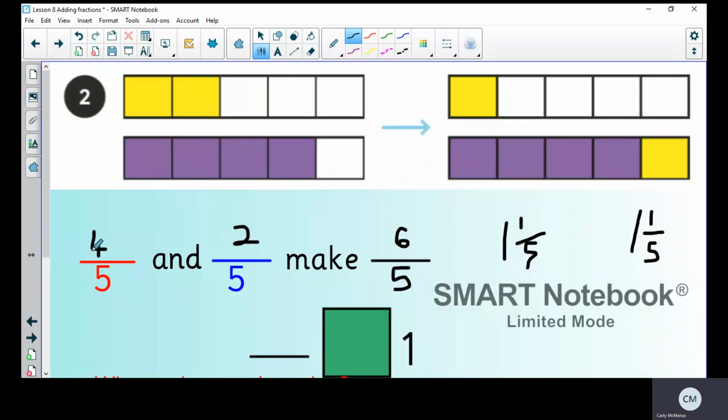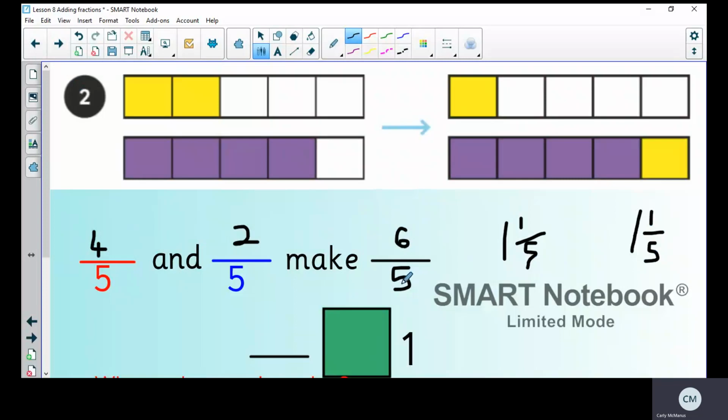So just to go through that again, you're adding the numerator. 4 add 2 is 6. The denominator stays the same. That's the first part, nice and easy. That's an improper fraction. If it's not an improper fraction, if this was 5/6 and the numerator was smaller than the denominator, you wouldn't need to change it into a mixed number. Only when the numerator is bigger than the denominator do you need to change it into a mixed number.